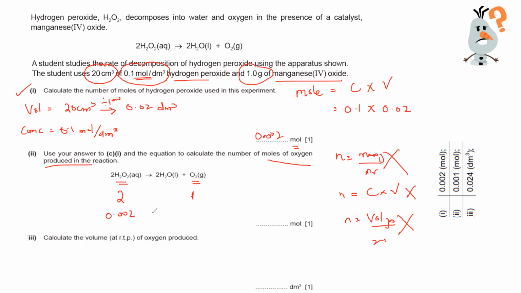But if we have 0.002 moles of hydrogen peroxide, how many moles of oxygen will there be? X. Then we cross multiply: 2 multiplied by X is 2X, and 0.002 multiplied by 1. So 2x is equal to 0.002, and we need this x, the moles. So x will be 0.002 divided by 2, which is equal to 0.001. Is the second part clear?